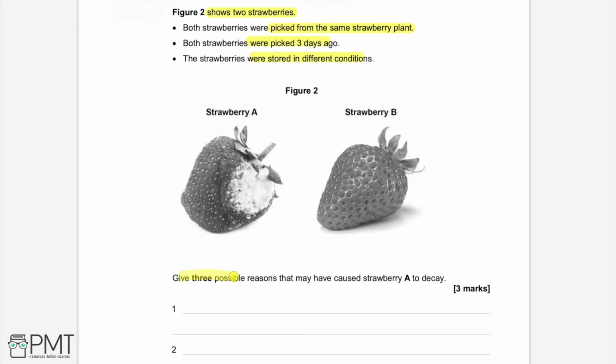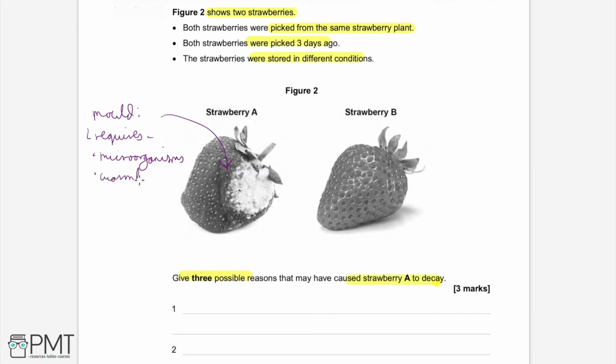The question asks us to give 3 possible reasons that may have caused strawberry A to decay. Well, as it states in the question, many factors are controlled, since they are from the same plant and were picked at the same time. Therefore, the only thing that could cause the difference in the rate of decay were the conditions. We can see on strawberry A that there is mould, as we've already said.